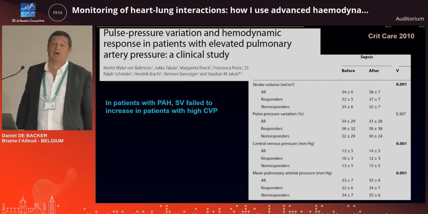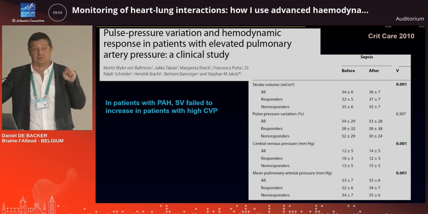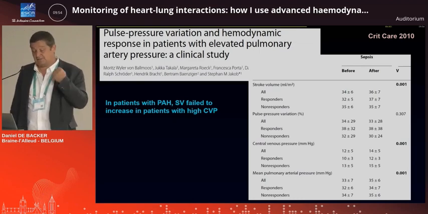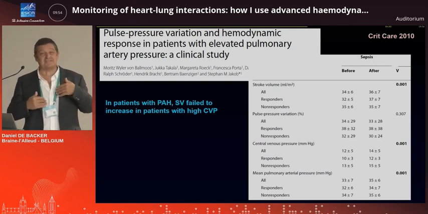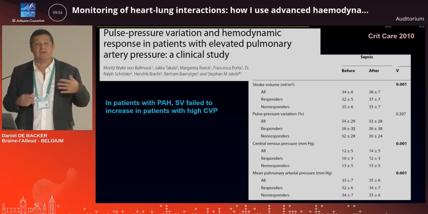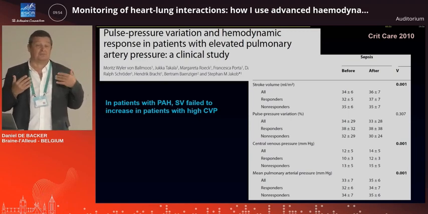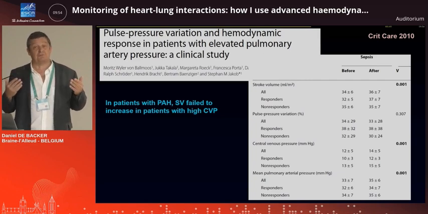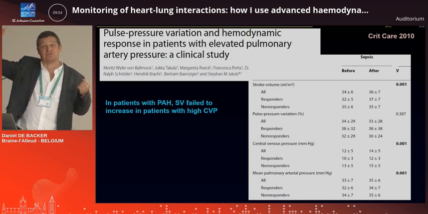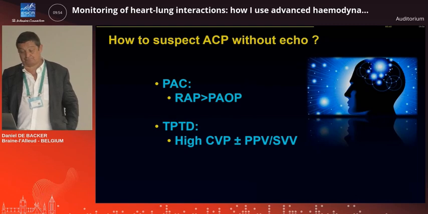And another interesting piece of data here is from Yuka Takada's group, where they also looked at patients with pulmonary hypertension in sepsis, and they realized also that the CVP, together with the pulse pressure variations here, was helping to identify the patients who will or will not respond to fluid. And the patients who failed to respond to fluid had a higher CVP there, suggesting that the pulse pressure variation in that condition was somewhat related to right heart dysfunction.